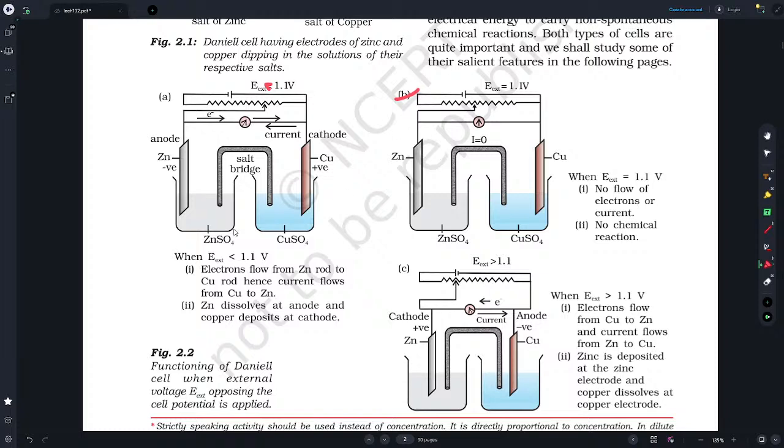Where the external potential applied is equal to the cell potential. The points in the first case, where E external is less than 1.1 volt, electron flow from zinc rod to copper rod, hence current flows from copper to zinc. Electron will flow from zinc to copper because zinc is the one giving the electrons, and copper will undergo reduction and gain the electrons and get deposited on the electrode. Hence current flows in the opposite direction of the flow of electrons. So current flows from copper to zinc. Zinc dissolves at anode and copper deposits at cathode.